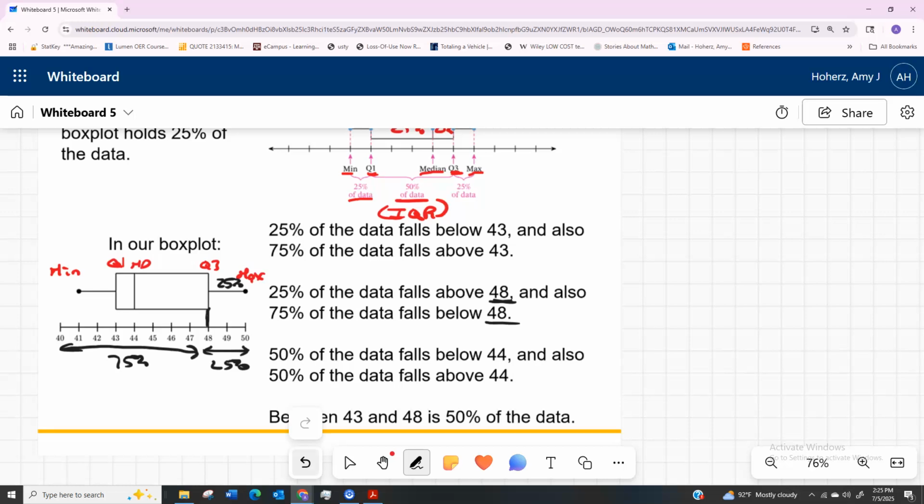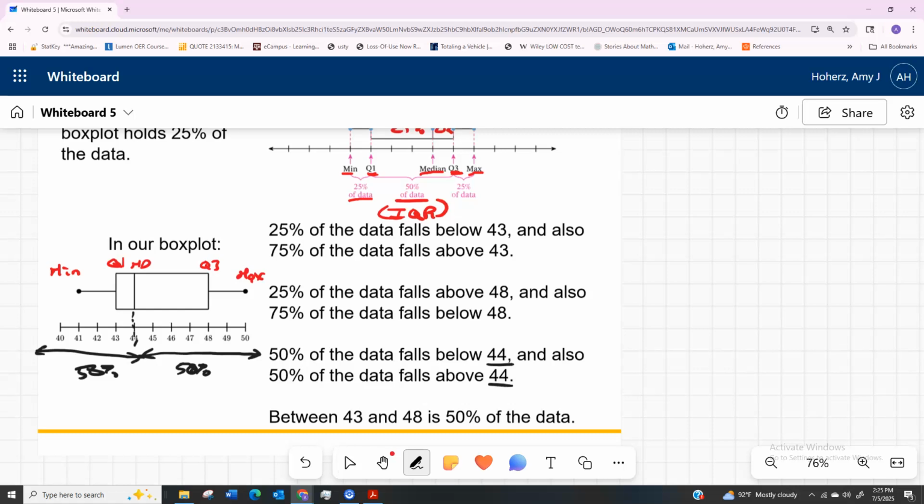Now the 50% I think is a little easier to understand, because that's right at the median. So if we look at 50% of the data, the median is right here. So you've got 50% below, and you have 50% above. I think I said that backwards from what I wrote. So 50% below, 50% above. So 50% falls below the 44, which is the median, and 50% falls above the 44, which is the median.